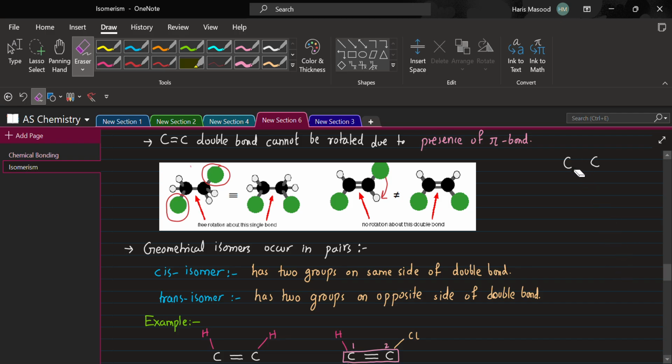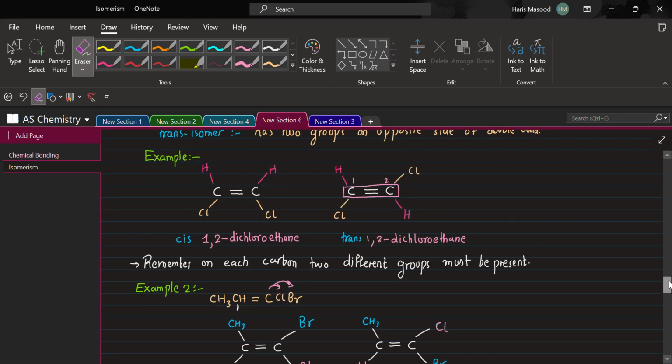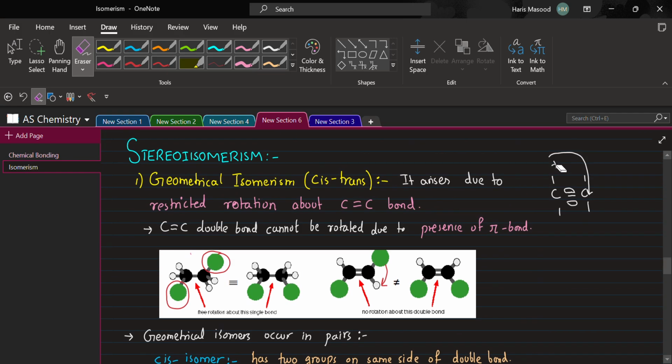Clear? So geometrical isomerism arises due to restricted rotation of the carbon double bond due to the presence of the pi bond.